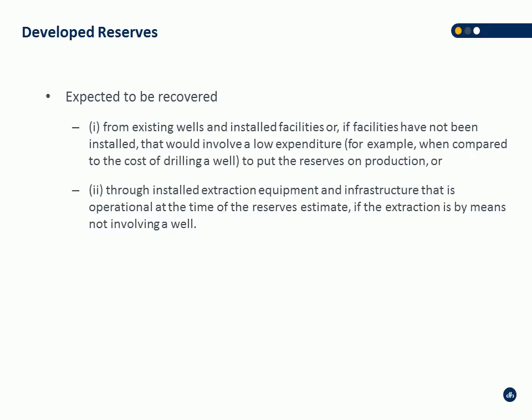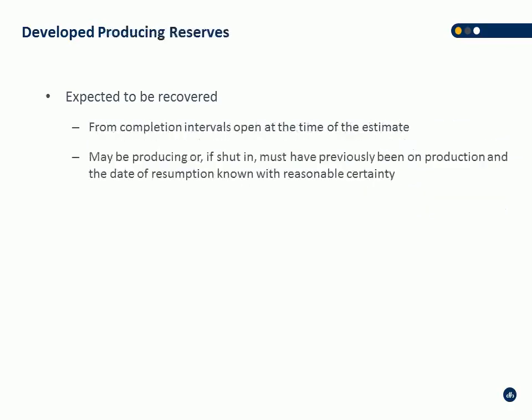The definition for developed reserves is slightly different in PRMS. Not so much in this sense: it's the same in terms of the capital requirements, but developed reserves in PRMS also have some production requirements that we'll talk about later this afternoon. Developed producing reserves are expected to be recovered from completion intervals open at the time of the estimate. They may be producing, or if shut in, must have previously been on production, and the date of resumption known with reasonable certainty.